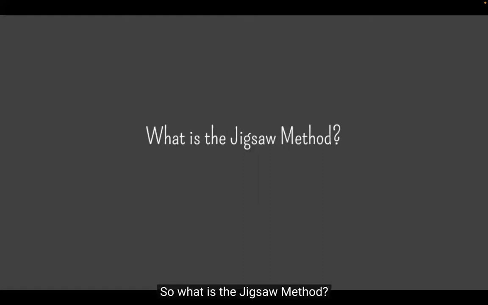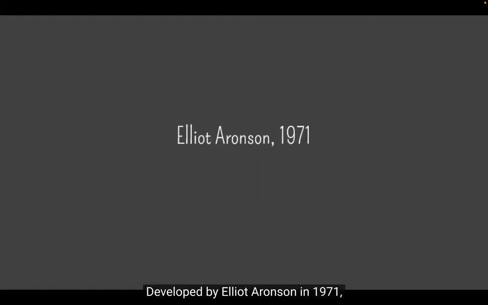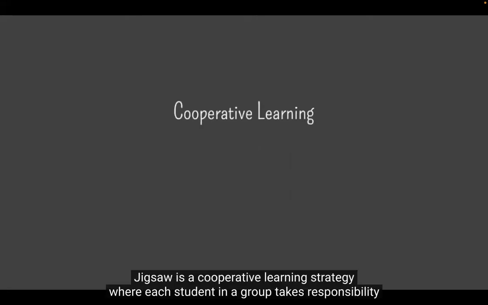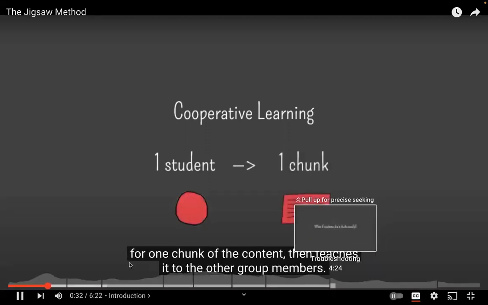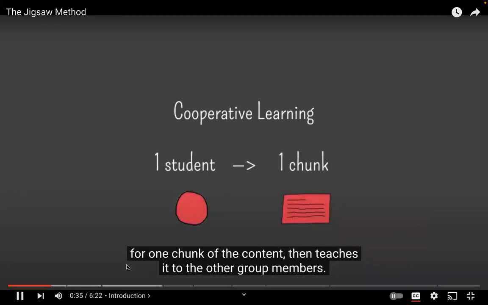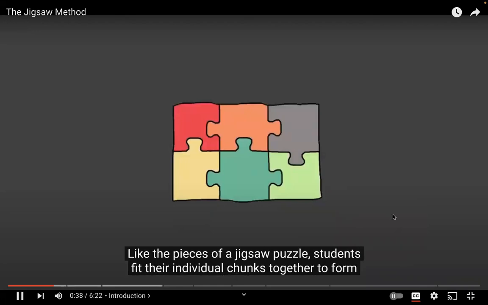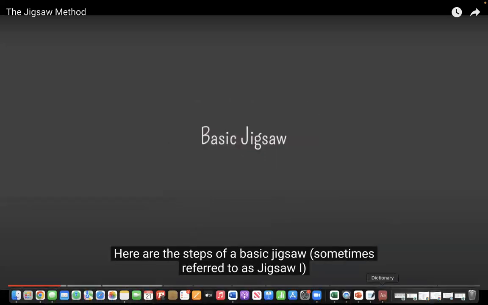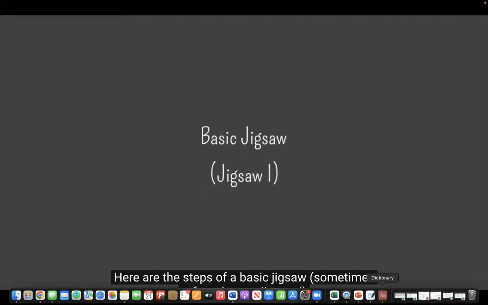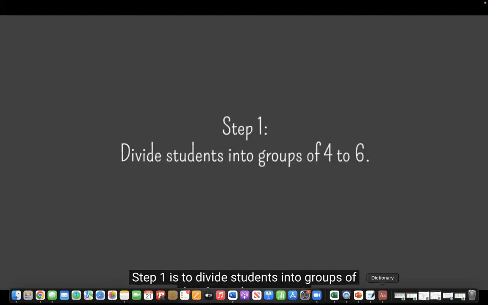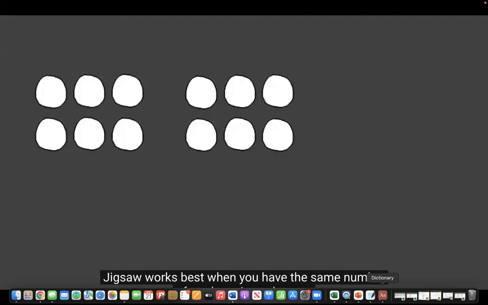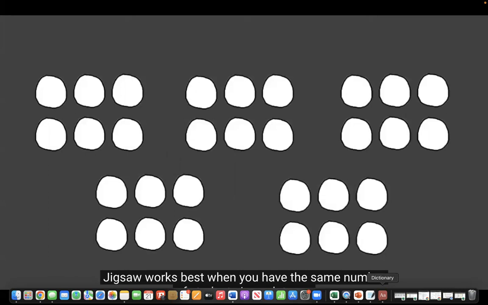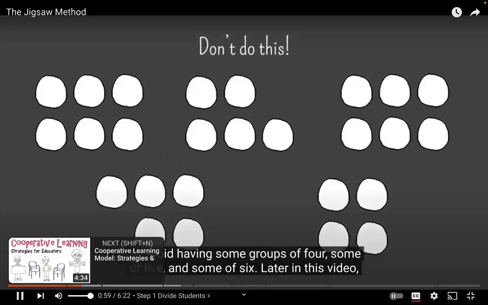So what is the jigsaw method? Developed by Elliot Aronson in 1971, Jigsaw is a cooperative learning strategy where each student in a group takes responsibility for one chunk of the content. Like the pieces of a jigsaw puzzle, students fit their individual chunks together to form a complete body of knowledge. Here are the steps of a basic jigsaw, sometimes referred to as Jigsaw 1. Step 1 is to divide students into groups of 4 to 6 people per group. Jigsaw works best when you have the same number of students in each team. So avoid having some groups of 4, some of 5, and some of 6.